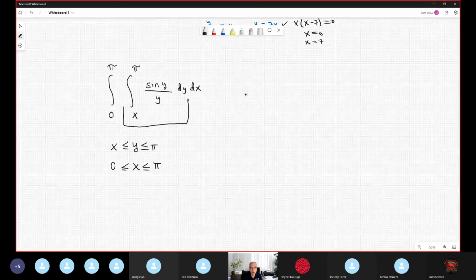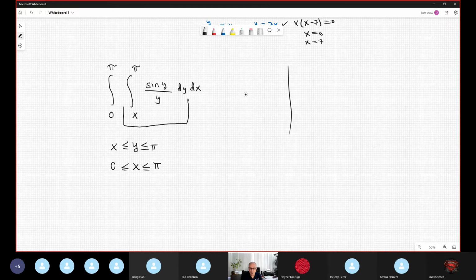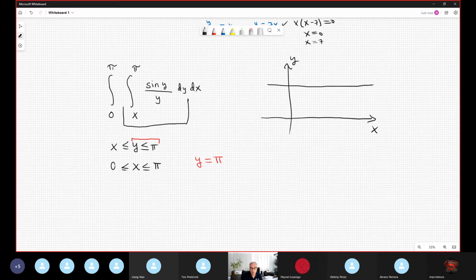So with this information, I try to do my best to understand the region. And my recommendation is to take one piece and convert it to an equation. Y equals pi. Y equals pi is a horizontal line.